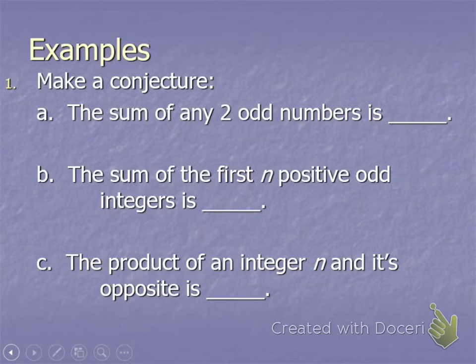All right, on number 1, we are trying to complete the conjecture. The sum of any two odd numbers is. You might already know this, but if you don't, we're going to look at examples to try to find the pattern. So we want to choose two odd numbers at a time. Sum means we want to do what with them? Add them together. Let's see if we notice a pattern.